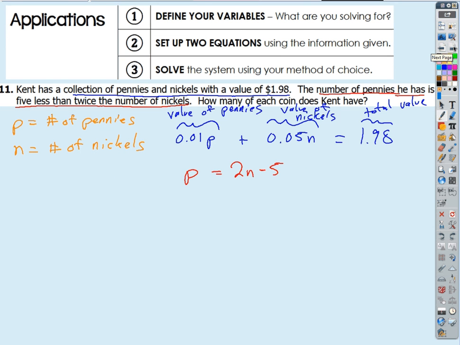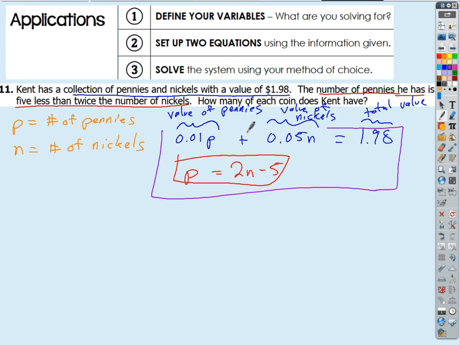This system, though, is set up for what? Substitution. Look, there's your substitution equation right there. Now, we could put this in standard form and use linear combination, but this one's set up for substitution, isn't it? So there's our system. We would just substitute the P in there and solve for N. Once I find N, I go back to my boxed substitution equation and plug it in to find P. Make sense? Okay? All right.